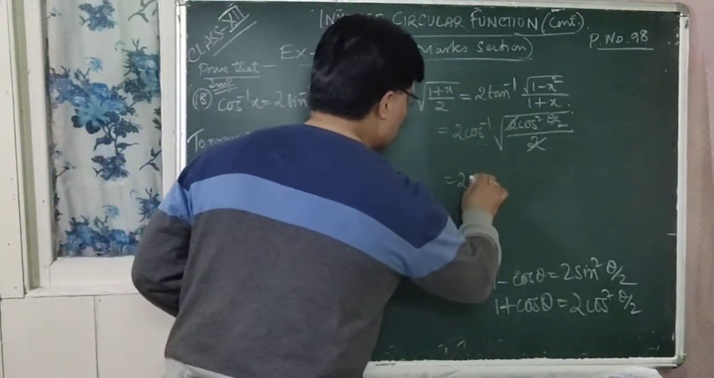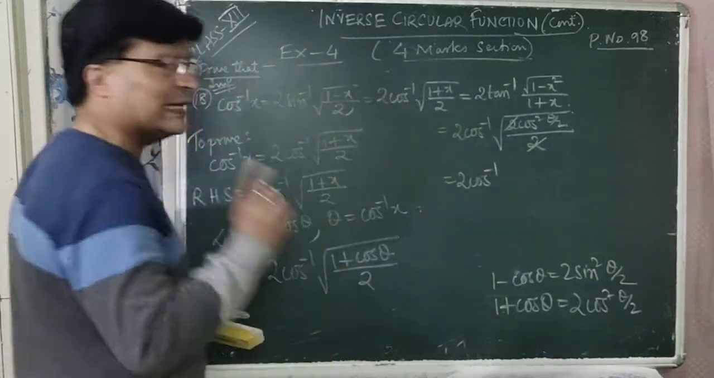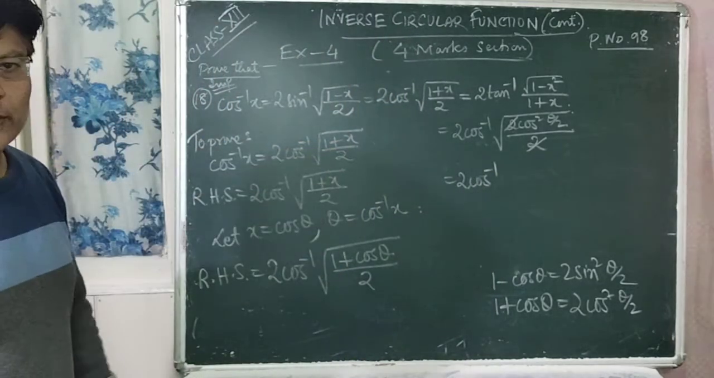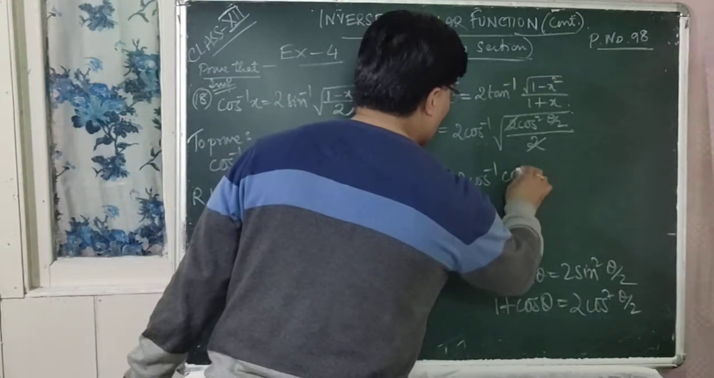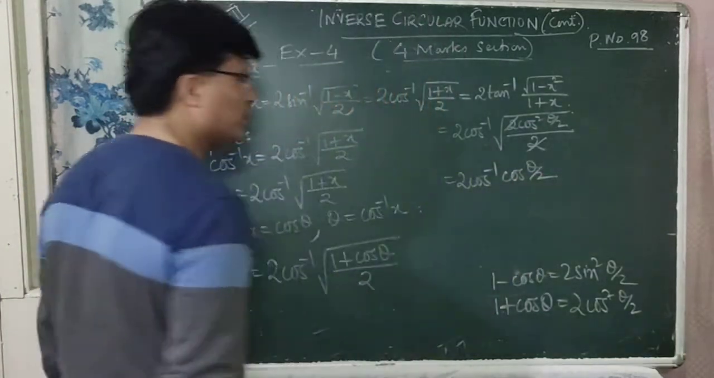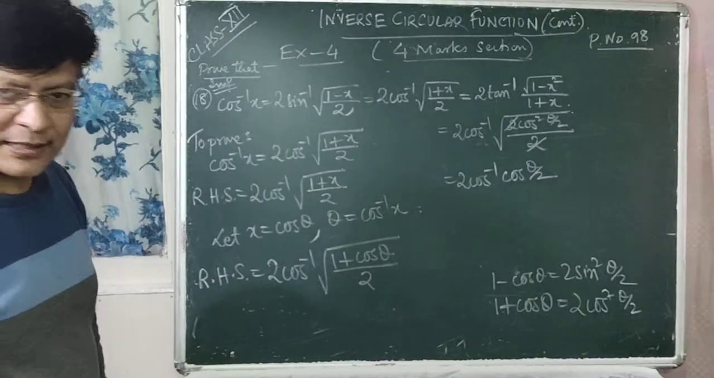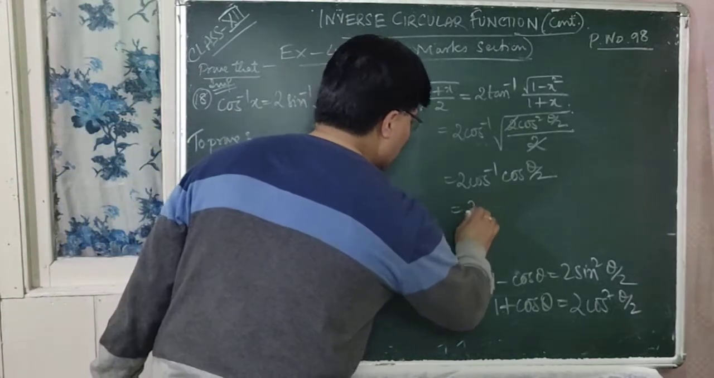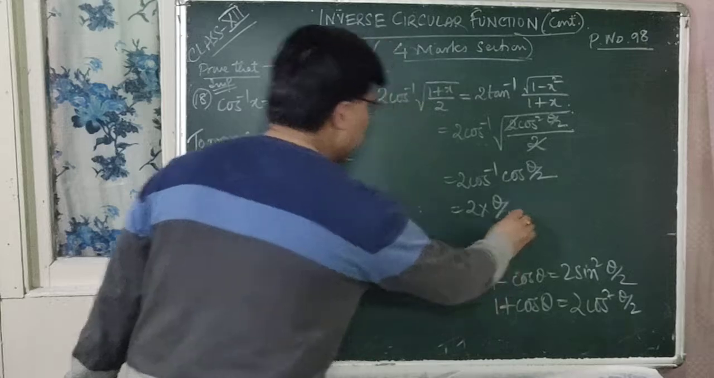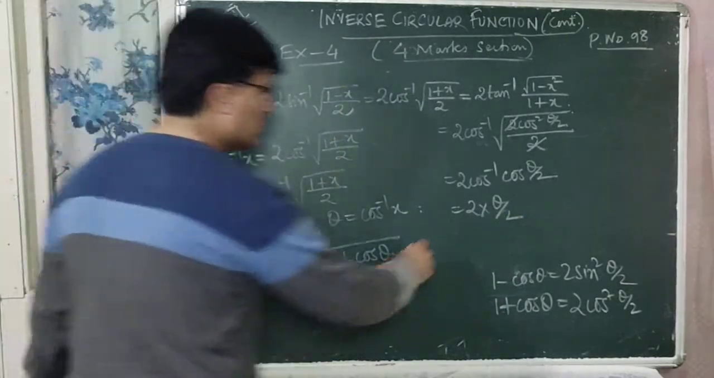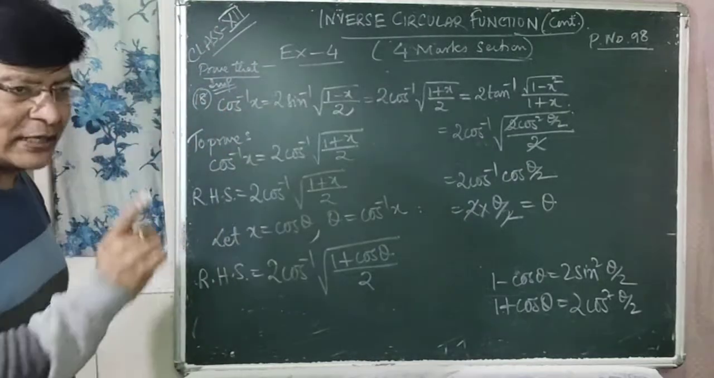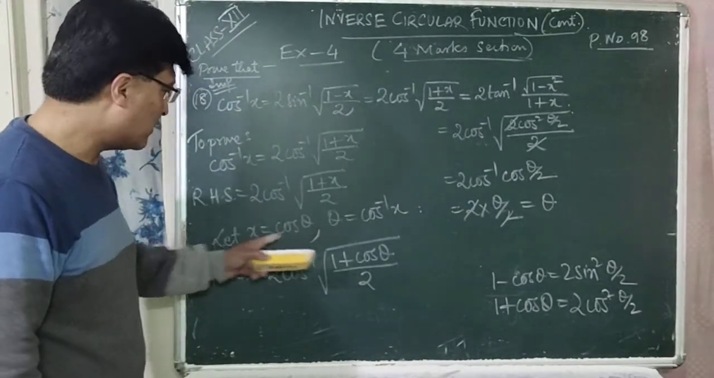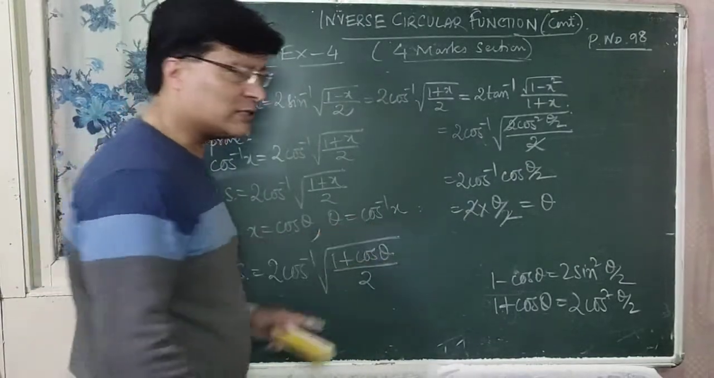So it's equal to 2 cos inverse. Now, what is within square root cos square theta by 2? What is the square root of cos square theta by 2? It is cos theta by 2. Is that clear? So which is equal to 2 into theta by 2. Okay? So here 2 gets cancels, which is equal to theta. Again, you can put the value for theta. What is the value for theta? It is cos inverse x.